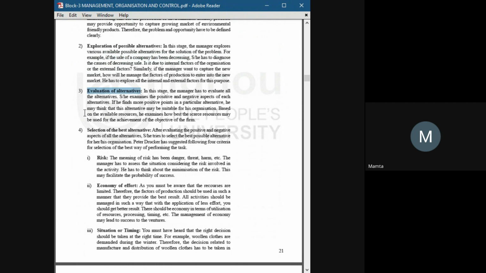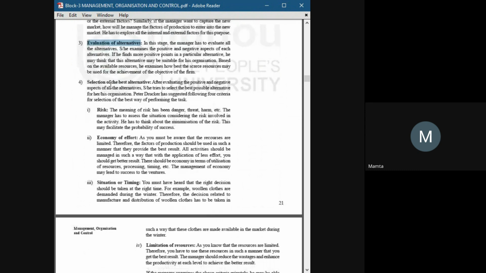The manager has to evaluate all the alternatives. She or he examines the positive and negative aspects of each alternative. If he finds more positive points in a particular alternative, he may think that this alternative may be suitable for the organization. The fourth step is selection of the best alternative. In the third step we evaluated all the alternatives and their positive and negative impacts, and the alternative with the most positive impacts we will select here.